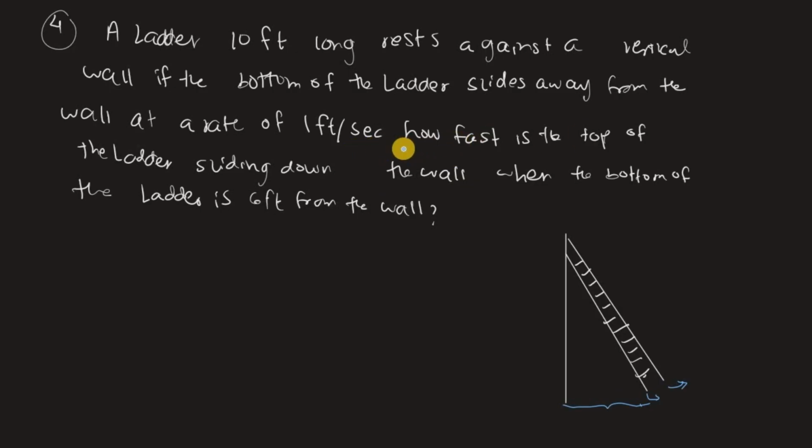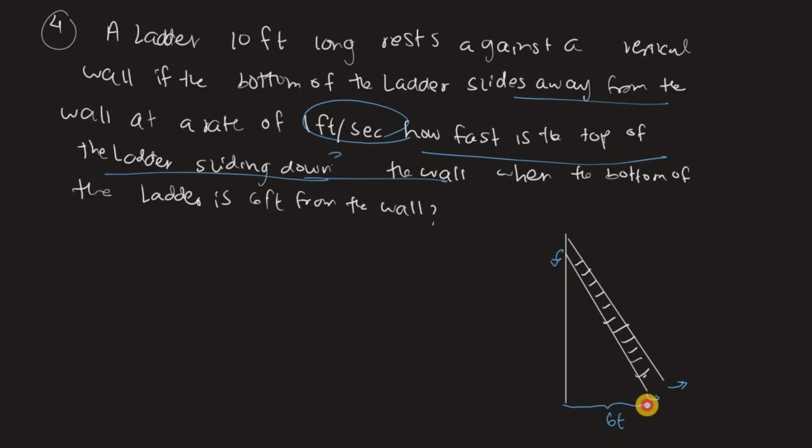So let's read the question fully now. How fast is the top of the ladder sliding down? From the top it's going to slide down, right? So how fast is the top of the ladder sliding down the wall when the bottom of the ladder is 6 feet away from the wall is basically our question. Currently it is 6 feet away from the wall, but it is sliding away from the wall at a rate of 1 feet per second.